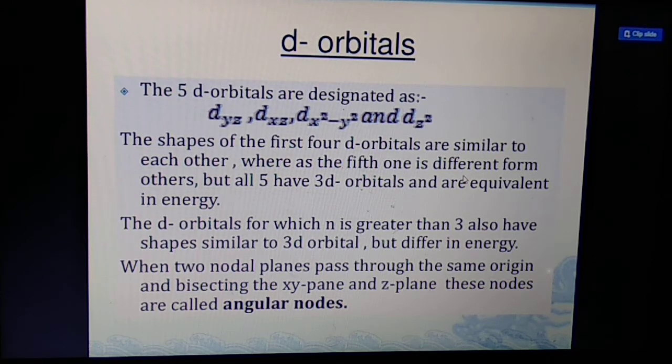Yes students, your answer is absolutely correct. 5 d orbitals. Name the 5 d orbitals, students. Okay, you are also absolutely correct: dxy, dyz, dxz, dx square y square and dz square.